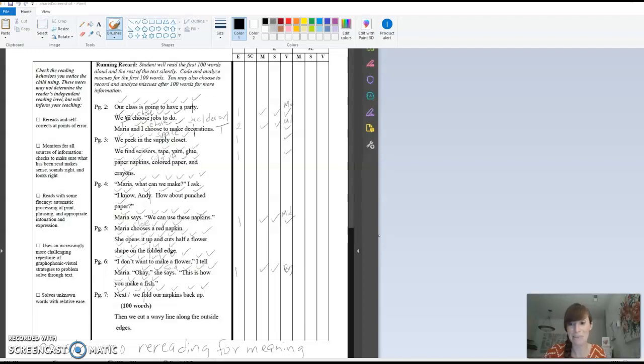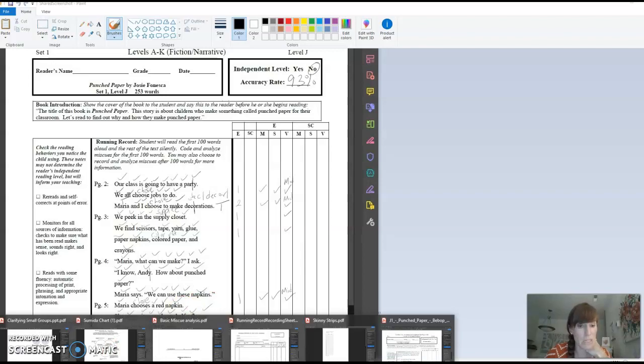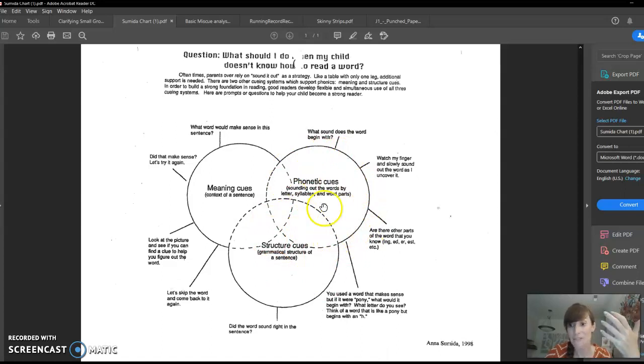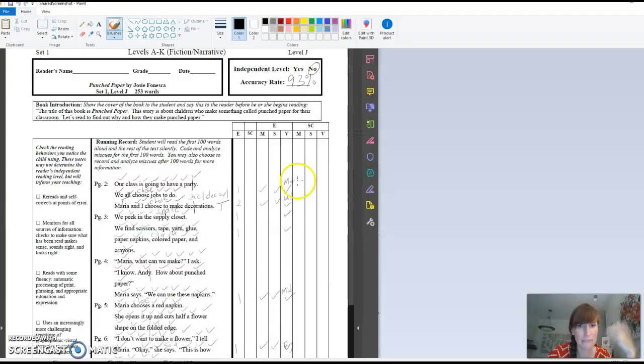And let's look at our MS&V to see what that might be. For MS&V, you have MS&V for error and MS&V for self-correction. For the error, it's, again, meaning, structure, and visual. So I'm going to bring up the Sumita chart real quick, which is in your files this week. Again, remember, meaning is thinking about, does this make sense, the context of the sentence? The V is visual, phonics kinds of things, letters, word parts. And structure is just, does it sound right in the English language? Okay? So let's go back to what we were looking at.